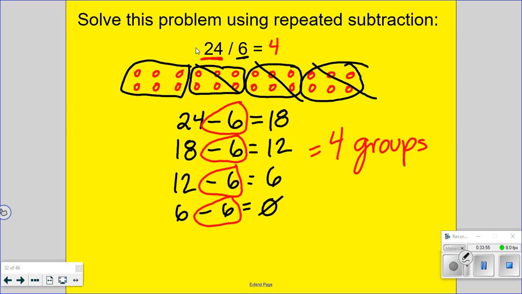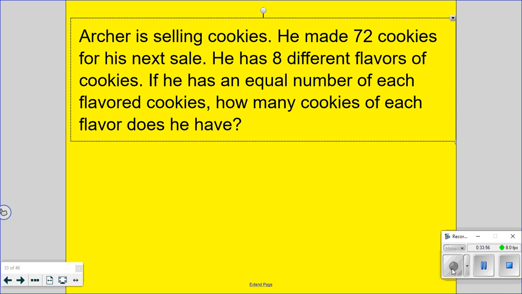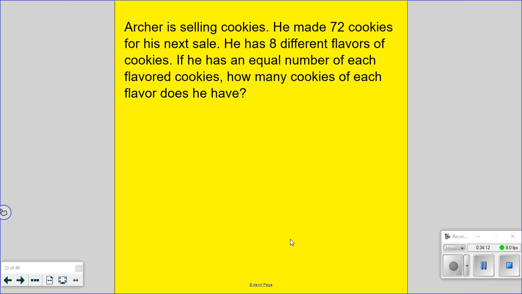We've got one last story problem we're going to look at. You probably have room. If not, turn the page. You can decide. It's your notebook. We're going to look at this last story problem together. I will let you choose what strategy you want to use.